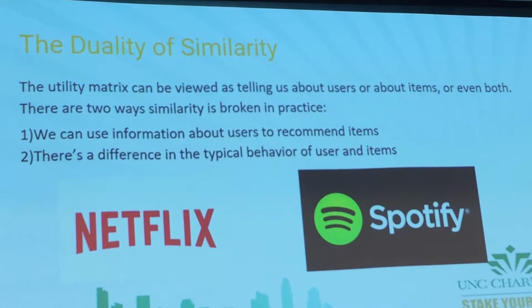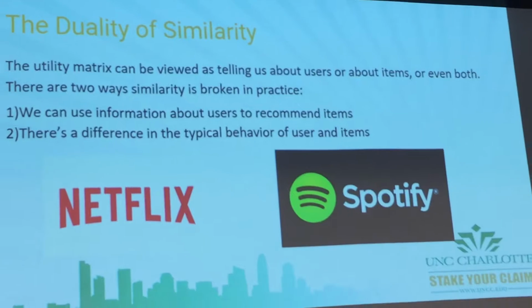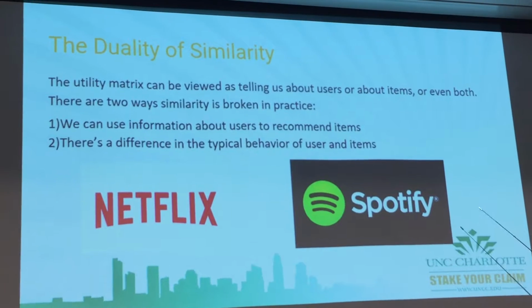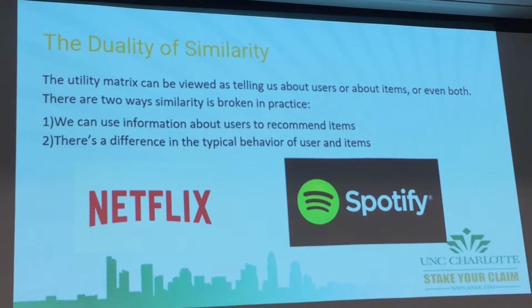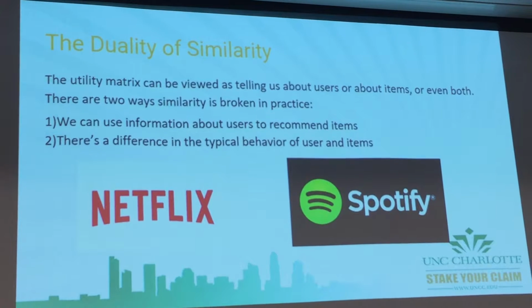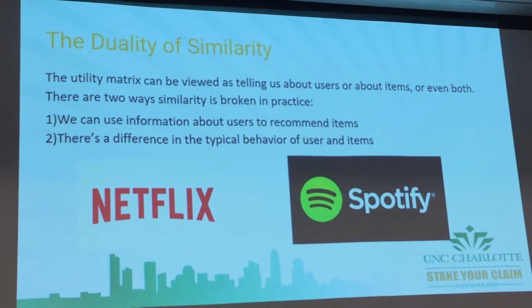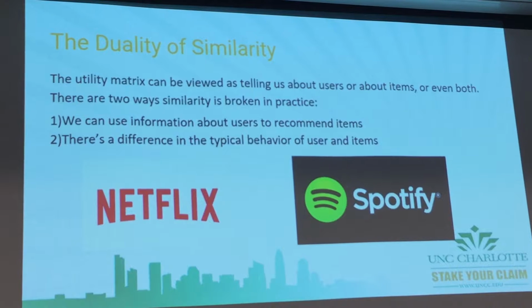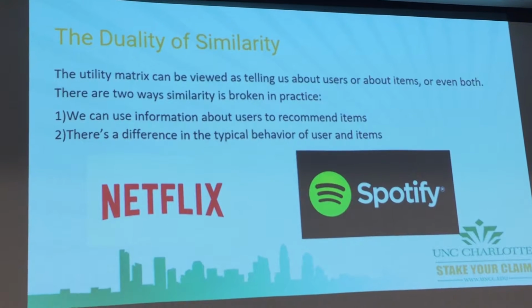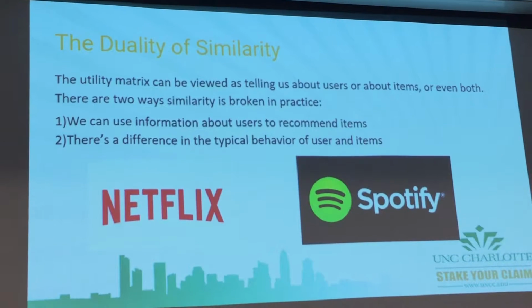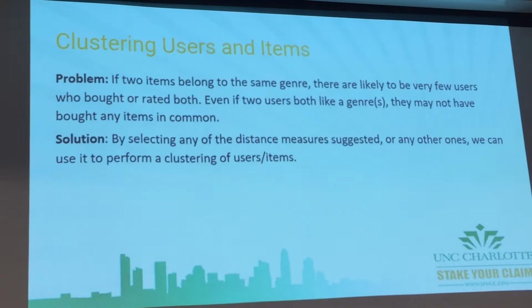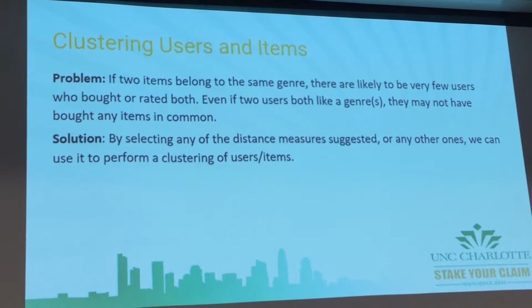Based on the duality of similarity, as we mentioned multiple times, there can be similarity between the users and similarity between the items or the products themselves, and you can use either of these to predict what is best for the user. And clustering users and items.